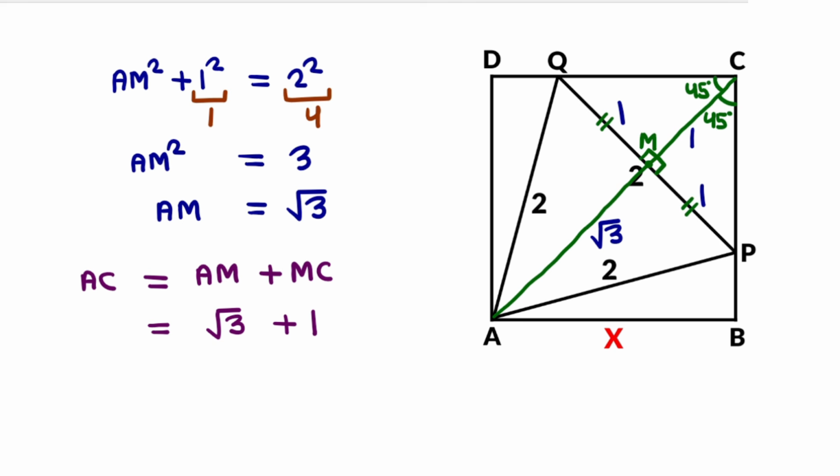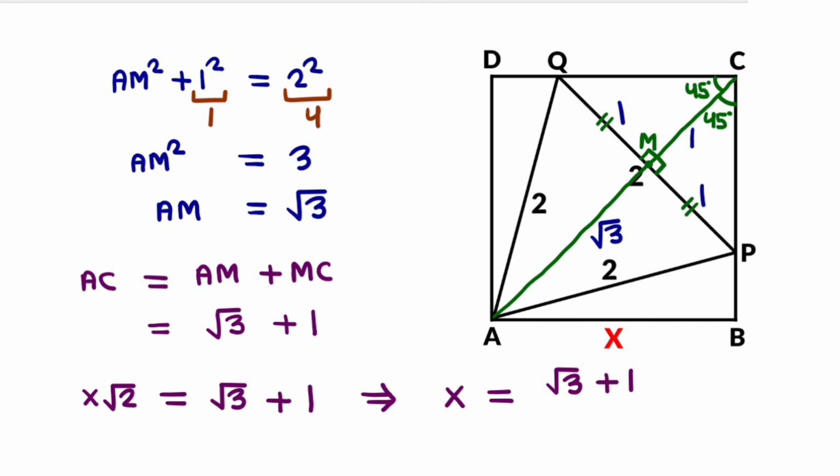Since both expressions represent the same diagonal, they must be equal. So x times the square root of 2 equals the quantity the square root of 3 plus 1. Finally, divide both sides by the square root of 2. That leaves us with the exact value of x. The side length of the square is the quantity the square root of 3 plus 1, all divided by the square root of 2.